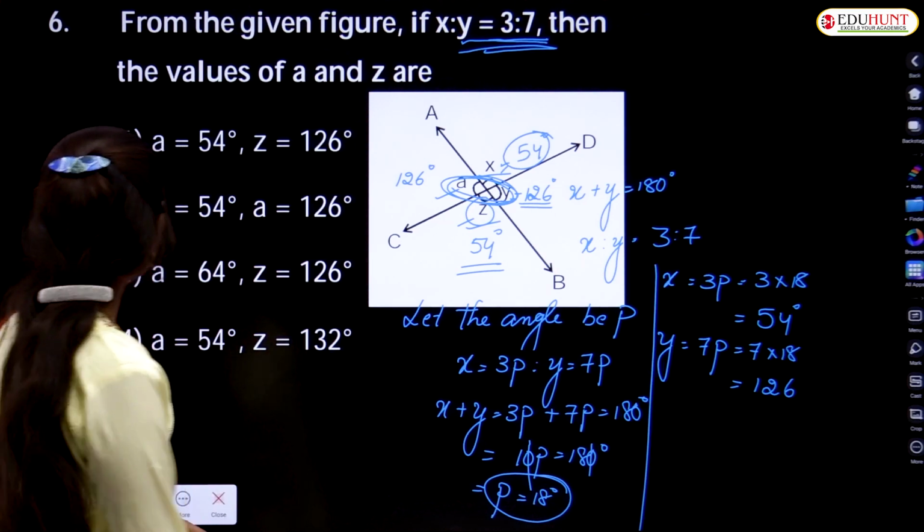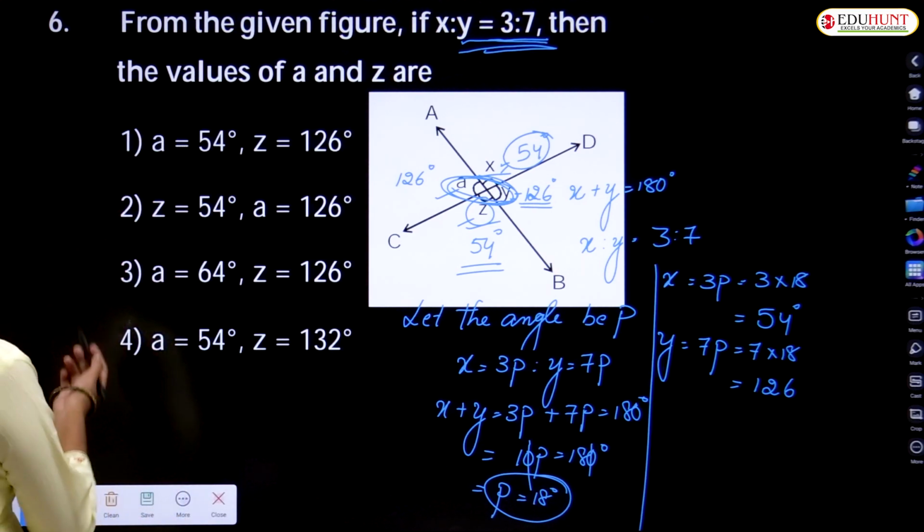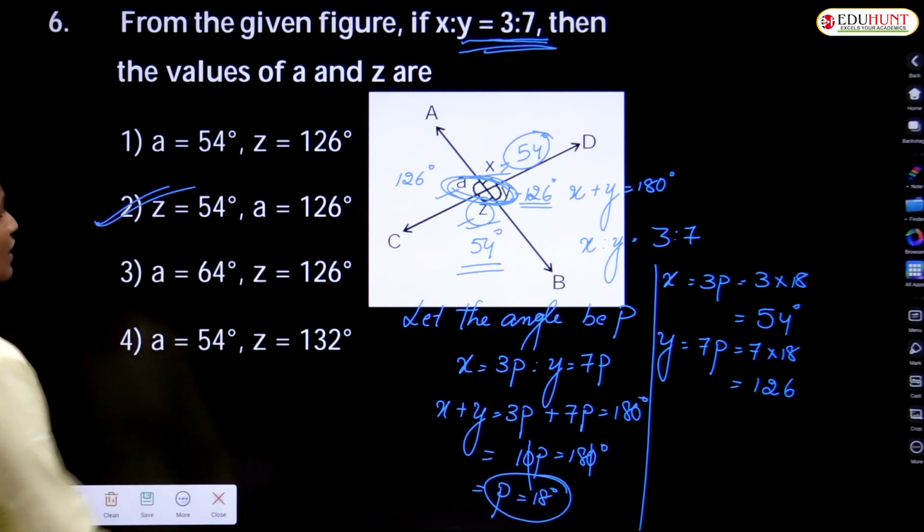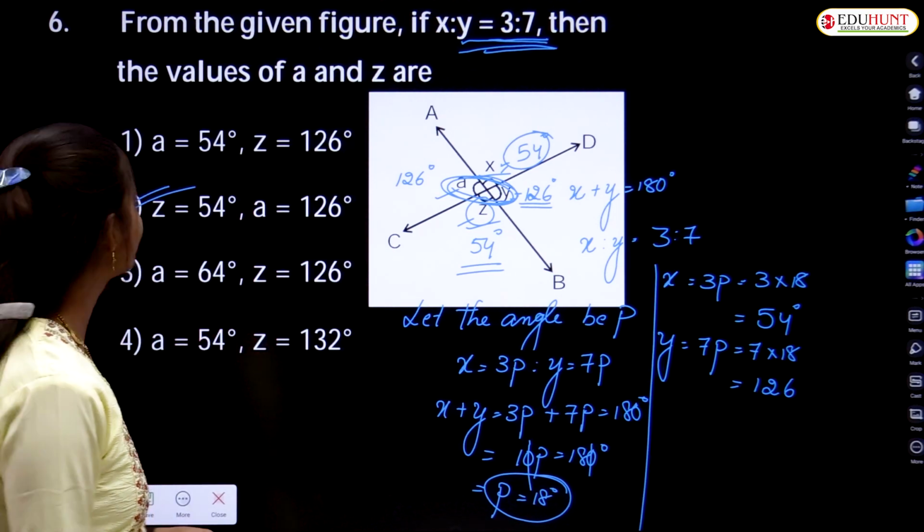Okay, so which option is correct? A is equal to 126 and z is equal to 54 degrees. So option 2 is correct here.